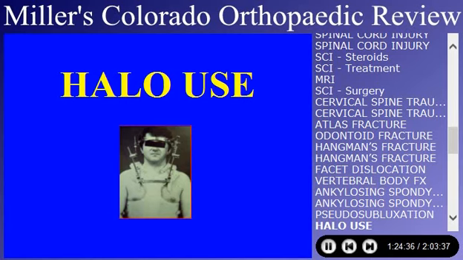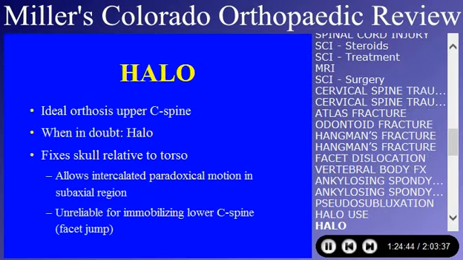Let's talk about the use of a halo. The halo is the ideal orthosis to immobilize the upper cervical spine, but it really is somewhat unreliable because of paradoxical or snaking type motion in the subaxial region. It's less than ideal for immobilizing the lower cervical spine. It's still probably the best orthosis for the lower cervical spine, but you really need to be careful when you've got a highly unstable situation in assuming, well, I'm putting them in a halo, I don't have to worry.